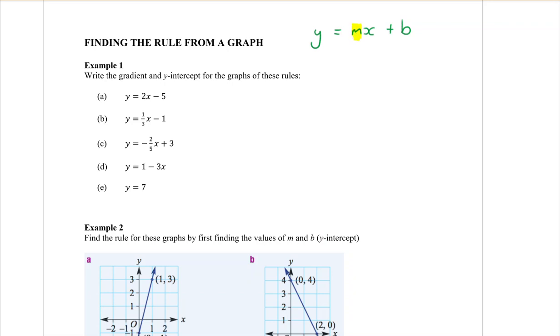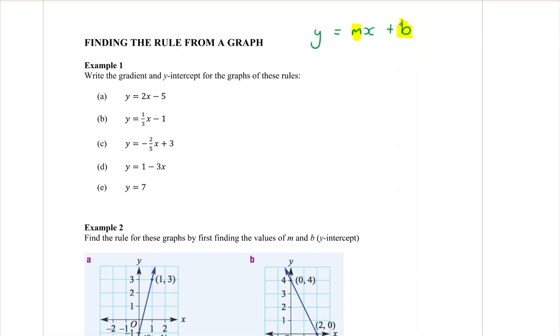The b, the number on the end, is known as the y-intercept. That is, when you draw your straight line, it is the number that it will go through on the y-axis. So we're going to practice example number 1, where we just want to read the equation and write down what the gradient is and what the y-intercept is.